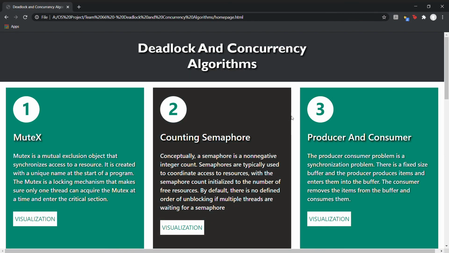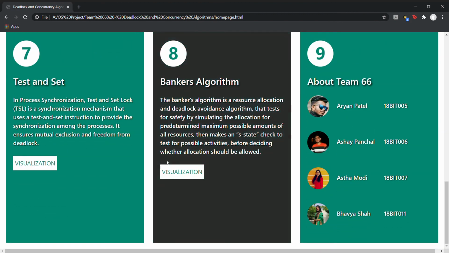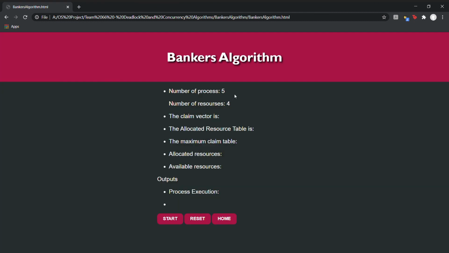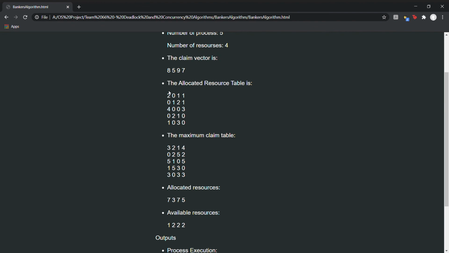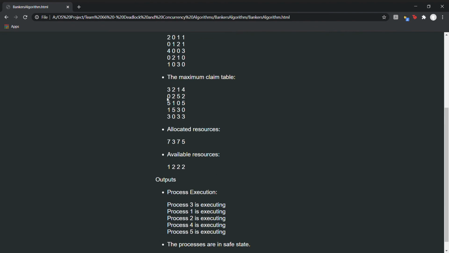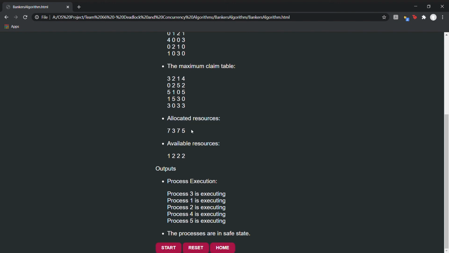Our final algorithm is the Banker's algorithm. It is for resource allocation and deadlock avoidance. We have 5 processes and 4 resources. Once we start the algorithm, we get the claim vector of all the 5 processes for the resources, the allocated resource table for each process, and the maximum resources that are available for each process.